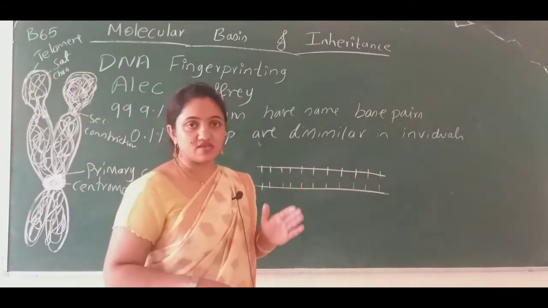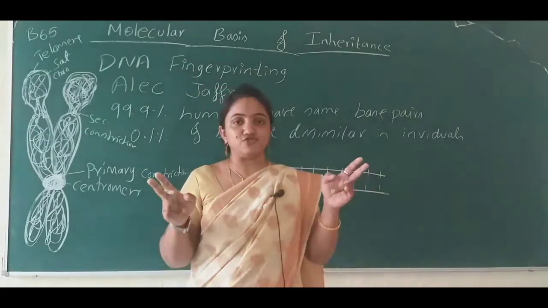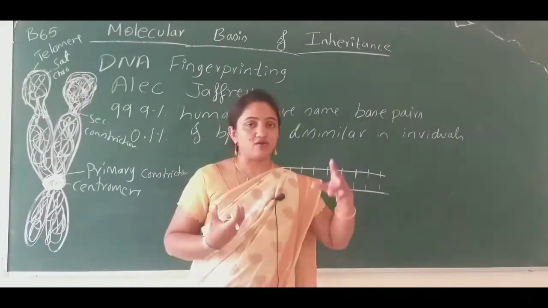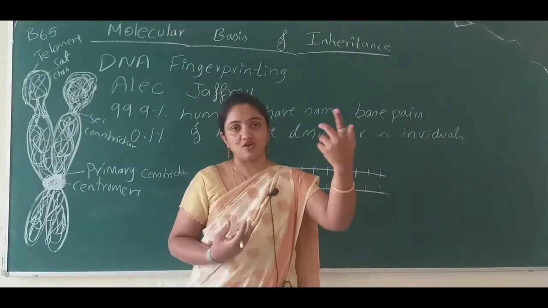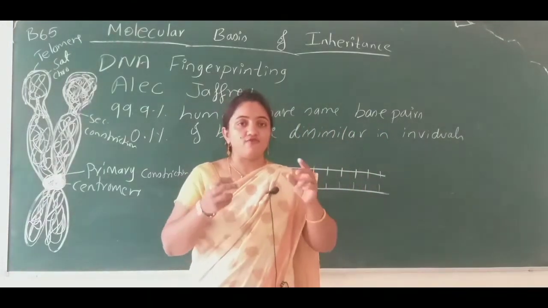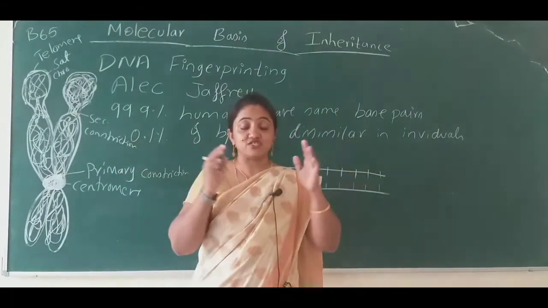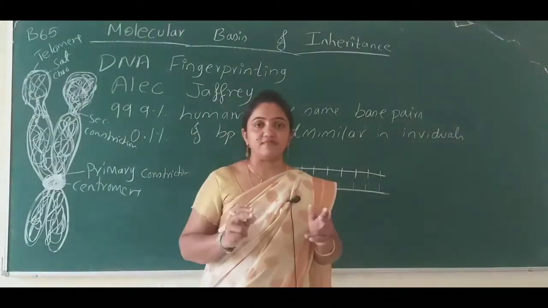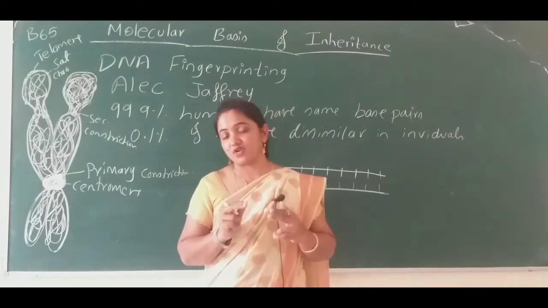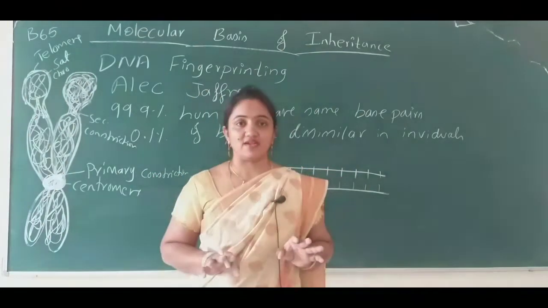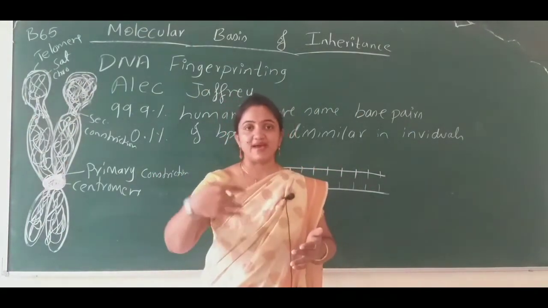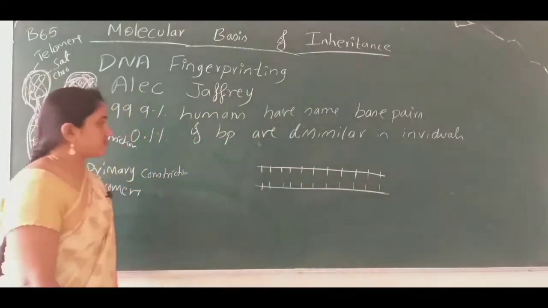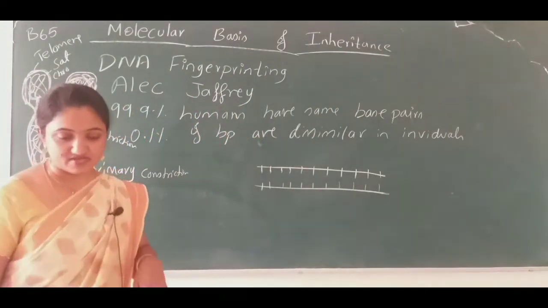But understand this: in DNA fingerprinting, to match two individuals, what do we have to do first? We have to collect a sample of one individual, and also collect a sample of another individual. What do we have to do now? We have to separate their DNA. First we have to cut the DNA, and cut means make it into fragments, and after fragmenting the DNAs, we have to separate them, and then we have to match them. We have to match one individual's DNA to another individual's DNA. Okay, so before that, we'll understand this.